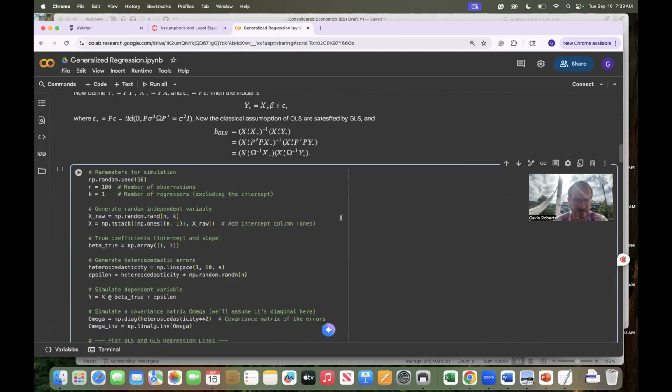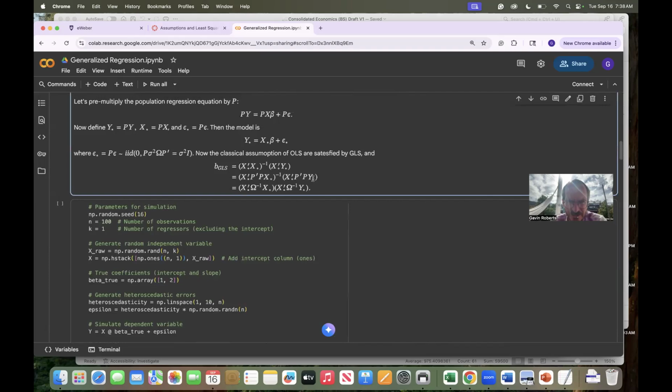So let's get back there. Sorry about that. Here we go. I just took off the prime on those Ys. So this looks very similar to our original OLS estimate, but now we have this inverse matrix right here.